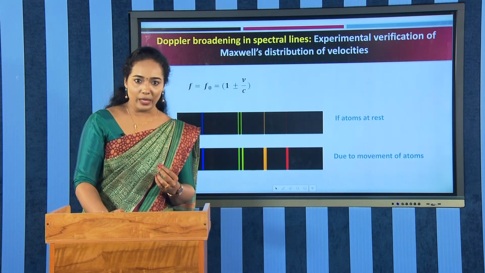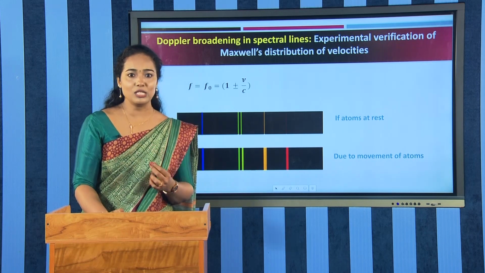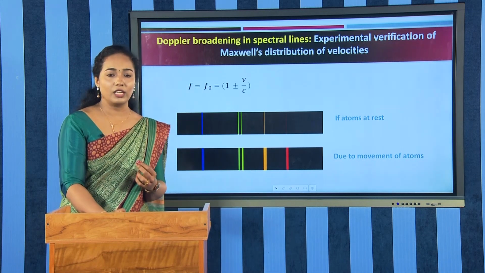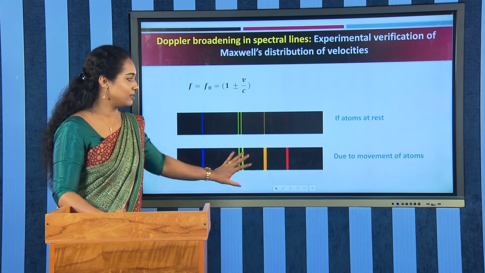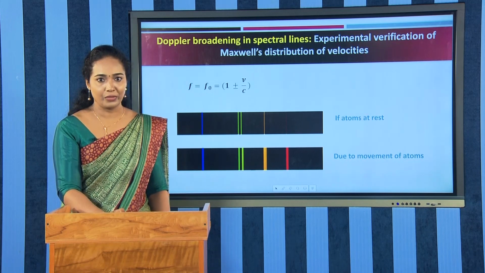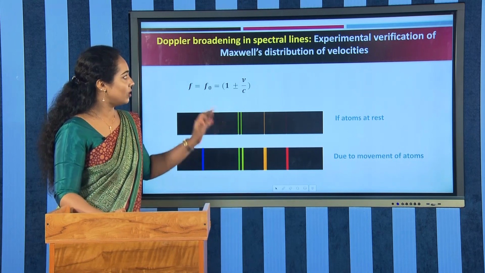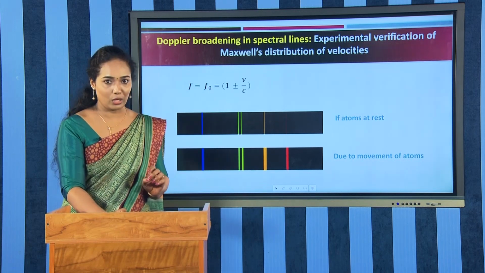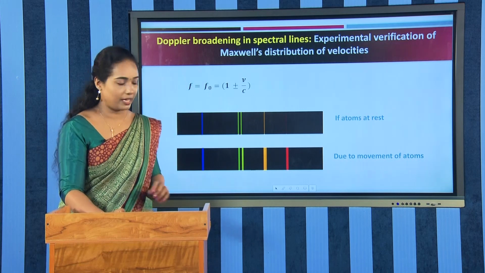Since atoms are moving both away and towards, this results in a cumulative effect, and this finally leads to the broadening of atomic spectra instead of giving sharp lines, as you can see in this figure. So, that is another example of Maxwell's distribution of velocity. That is the reason behind the Doppler broadening in spectral lines.